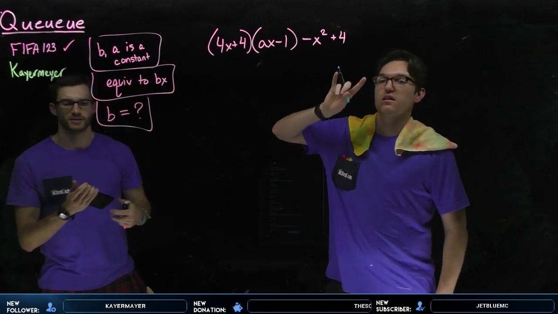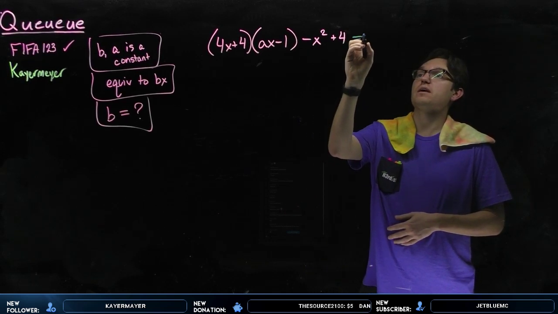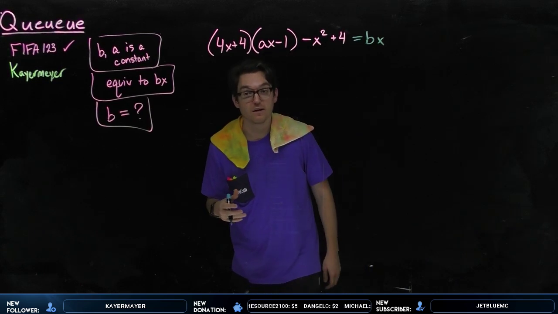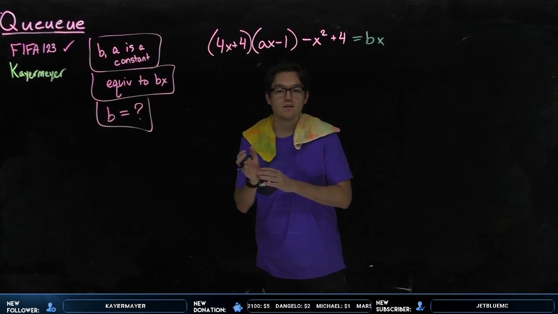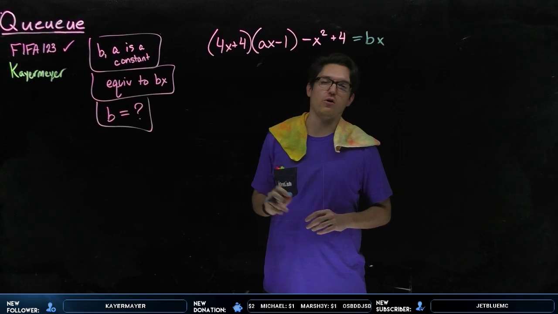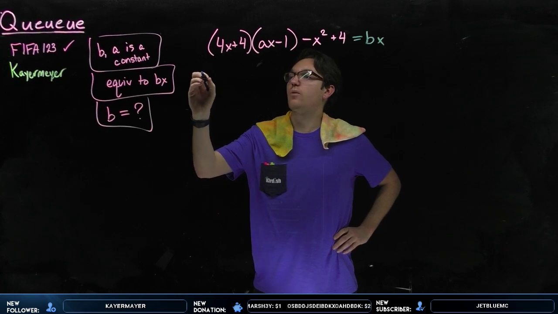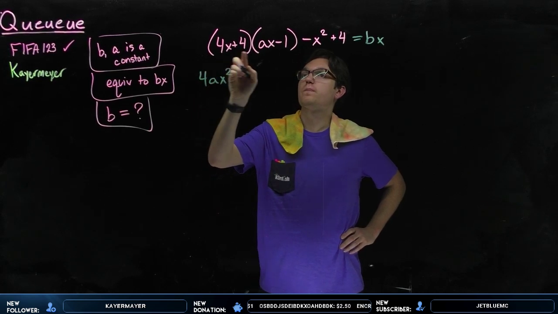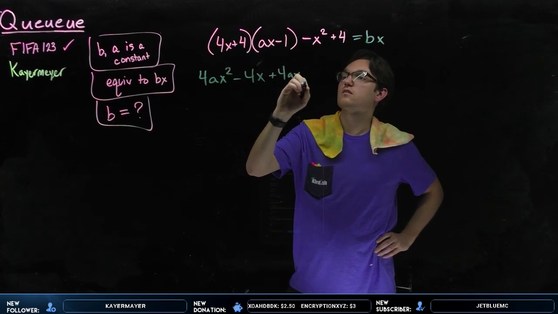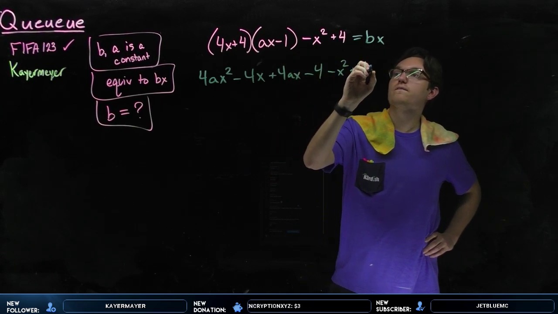Well, first off, they tell us that this expression is equivalent to bx, which is just an invitation to say this is equal to bx. I'm setting it equal to bx. Next, I'm not really sure where this is going yet, but I know that there's some foiling we can do. So let's foil and see what happens. We have 4ax squared minus 4x plus 4ax minus 4 minus x squared plus 4 is equal to bx.